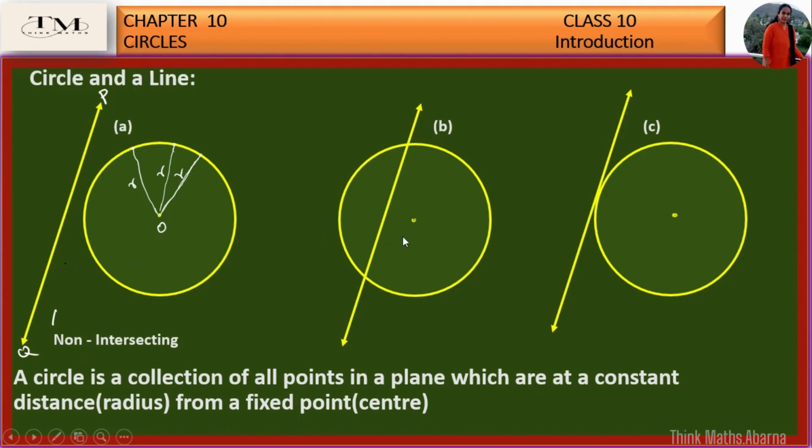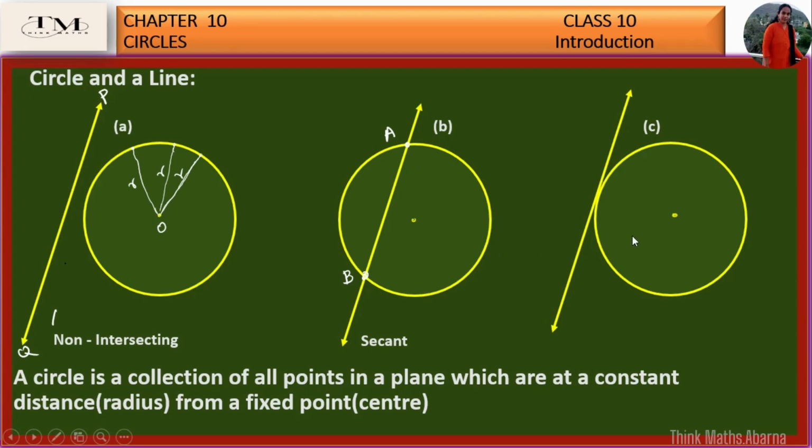Now the next one. Here there is a circle and the line touches the circle at 2 points, A and B. If a line touches the circle at 2 points, then it is called a secant.